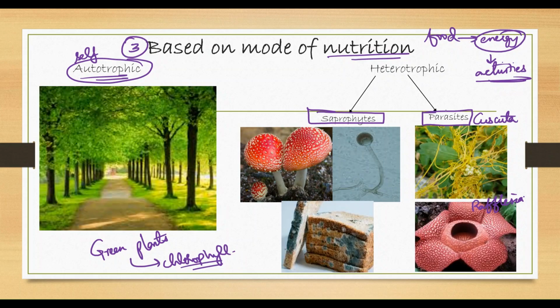What are parasites? These are the organisms which depend on other plants for their food. If you see cuscuta, can you see this yellow color plant? This plant is cuscuta, and can you see the green color plant? This cuscuta is depending on the green color plant for its food. So it's acting like a parasite, and this green plant is acting like a host. Rafflesia is also a parasite which depends on other plants. And what are saprophytes? Saprophytes are the plants which feed on dead and decaying matter.